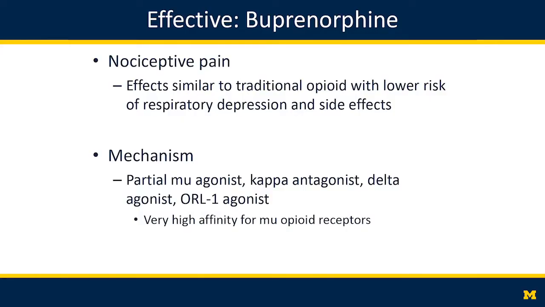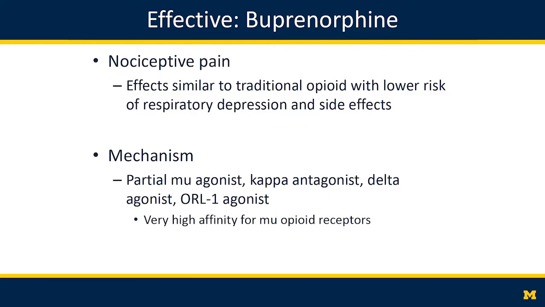So buprenorphine is a good drug for nociceptive pain. It really does not treat neuropathic pain. It is just like any other opioid in terms of the receptors that it hits and how it works. The difference is how it interacts with those receptors. And you probably haven't had a lot of talks about the various opioid receptors in a while, and we'll show you the differences in just a second. But we get less respiratory depression and side effects because it's a partial agonist and because it's a kappa antagonist. Those are the big distinctions here.